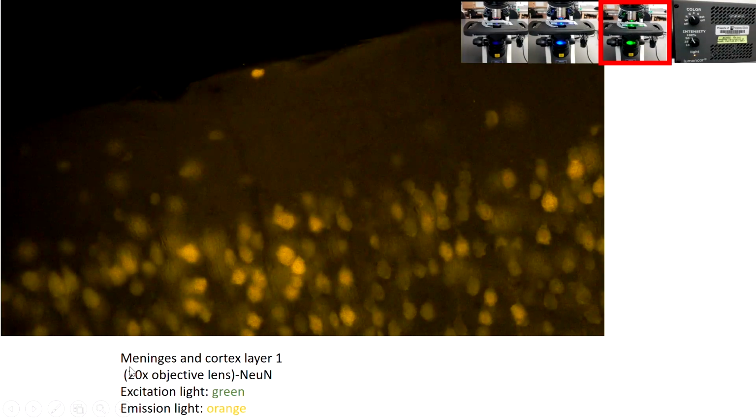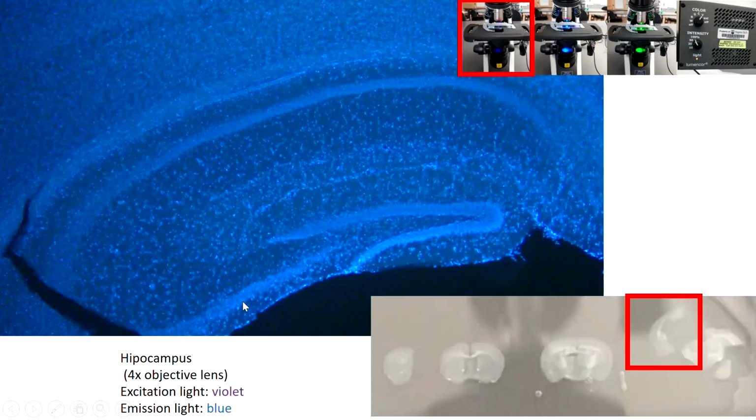Okay, so that is the Nguyen stain. The excitation light is green, and the emission light is orange-ish. So you see the orange-ish, that's the soma. Okay, you see in the first layer, there are a few soma of the neuron, but majorly there's not much soma, right? Okay, next one.